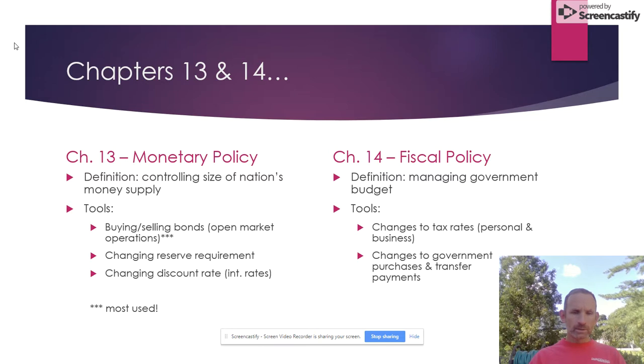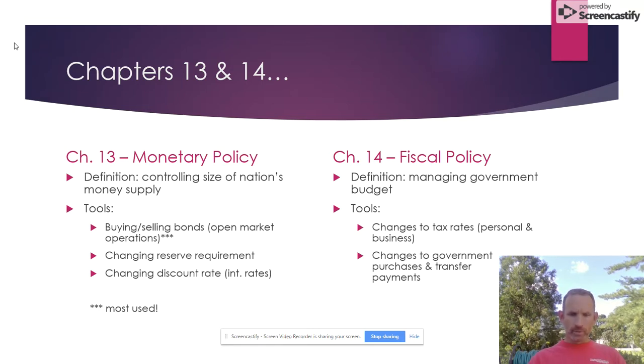The three tools that the Federal Reserve has to do that are the buying and selling of bonds. That's called open market operations because they are actually buying and selling bonds in an open market. They're buying and selling them from people like you and me and companies and other governments. Changing the reserve requirement. You hopefully remember the reserve requirement is that portion of a bank's total deposits that it has to keep on hand. It can't loan out. So the Fed can change that.